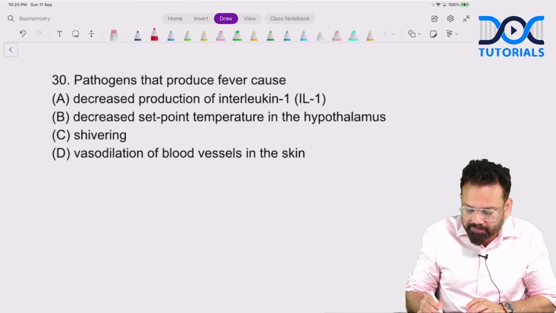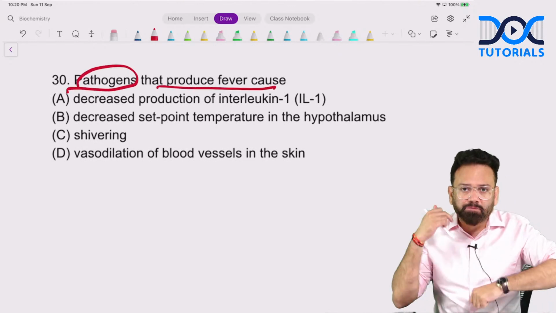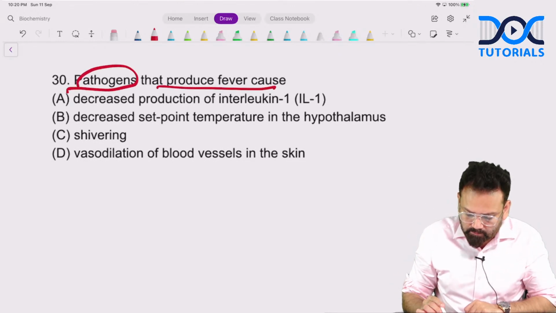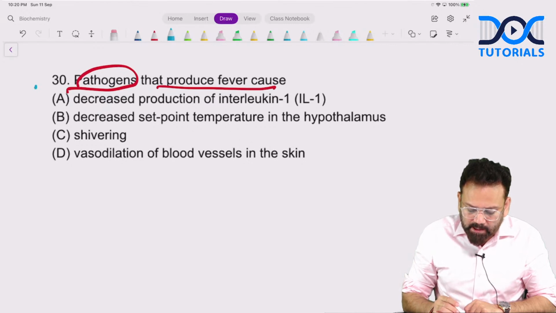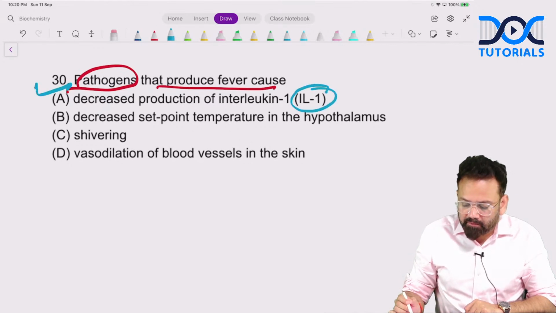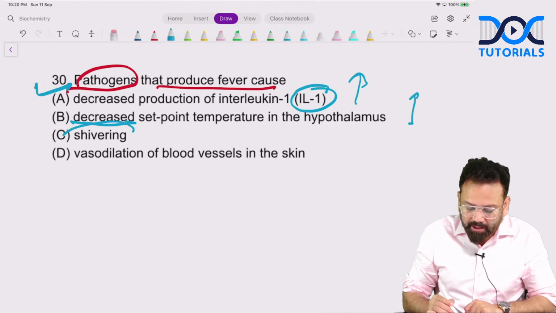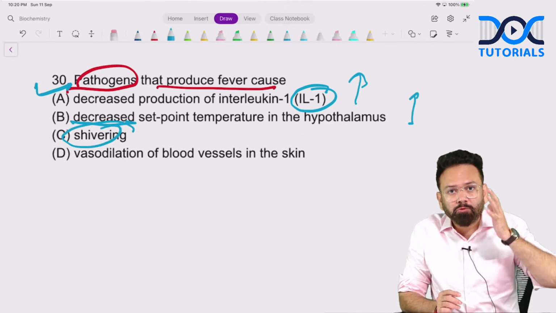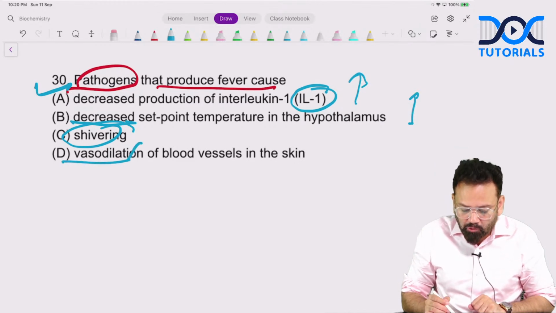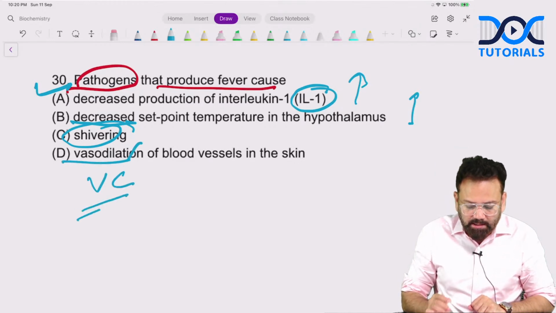Pathogens that produce fever cause what? Decrease production of interleukin? No. Fever will produce more interleukin. Decrease set point? No. Increase set point. Shivering? Yes, before fever you shiver. Vasodilation? No. Vasoconstriction. So answer is C.